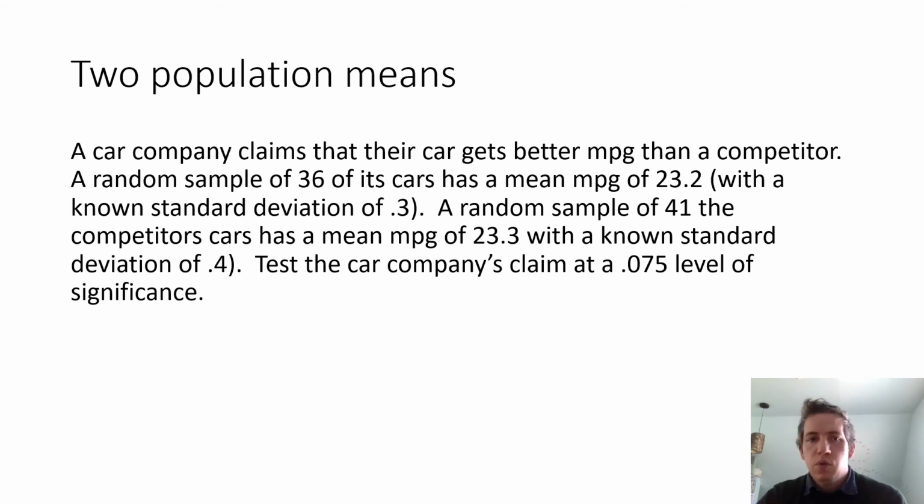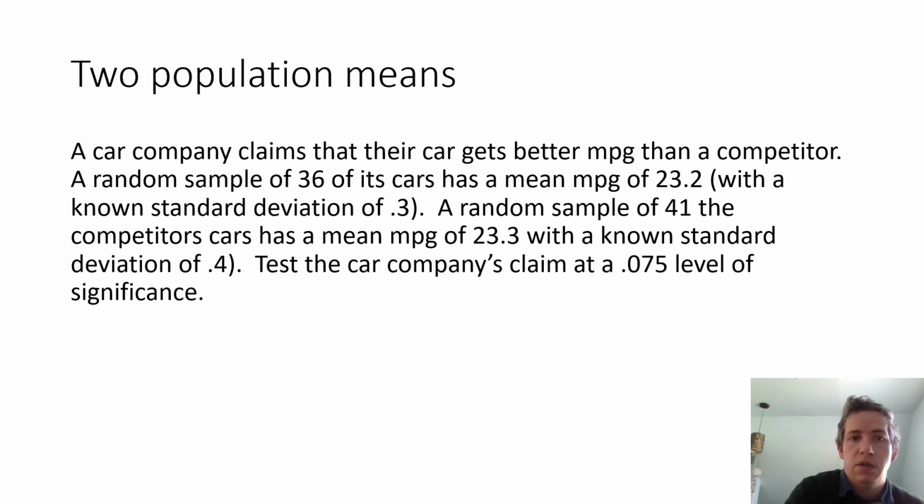The last example is when you want to compare two population means. So you play the exact same game. Where you want to compare means is usually when somebody's trying to say that they're better than someone else. So a car company maybe claims that their car gets better miles per gallon than their competitor. In this case, we want to check that one mean is larger than the other mean. And I'll show you how to do that.